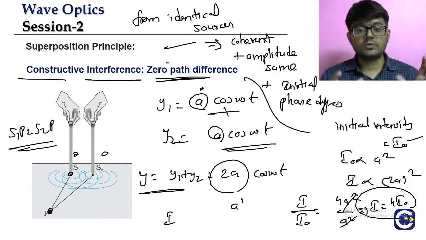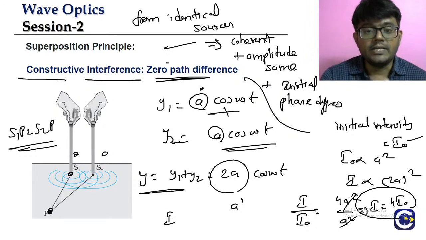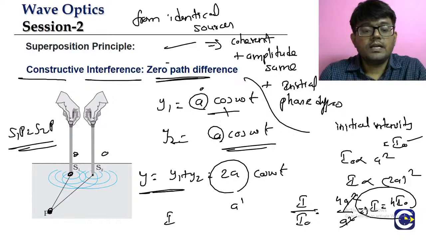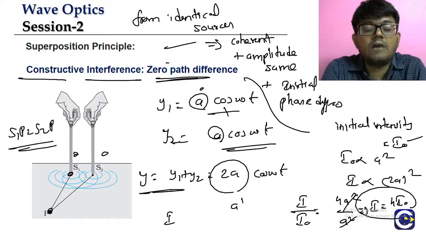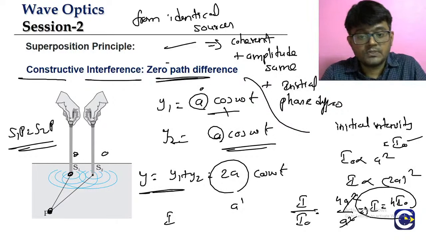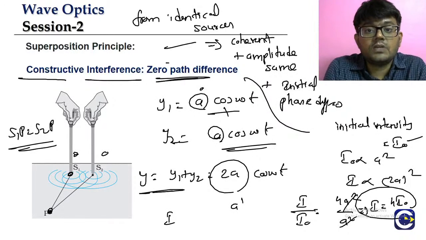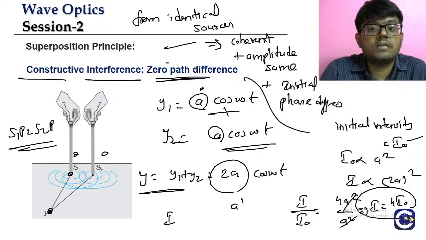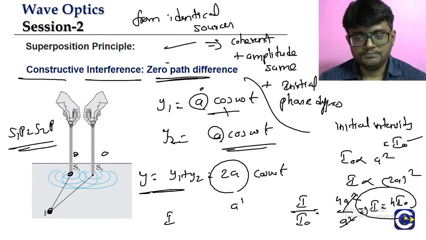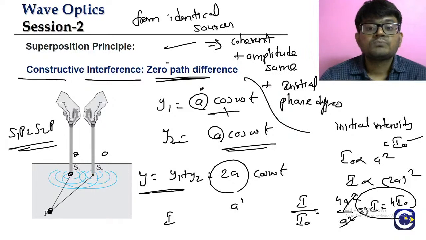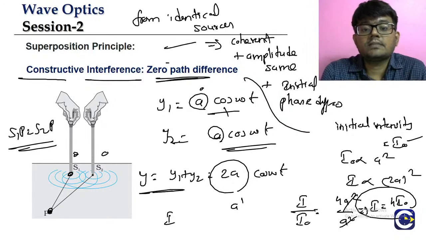So if you have two identical sources, each having intensity I naught, at a place where we have 0 path difference, phase difference will also be 0. There we'll have constructive interference. If each of these individual waves has intensity I naught, the resultant wave pattern at that point P will have an intensity of 4 times I naught.